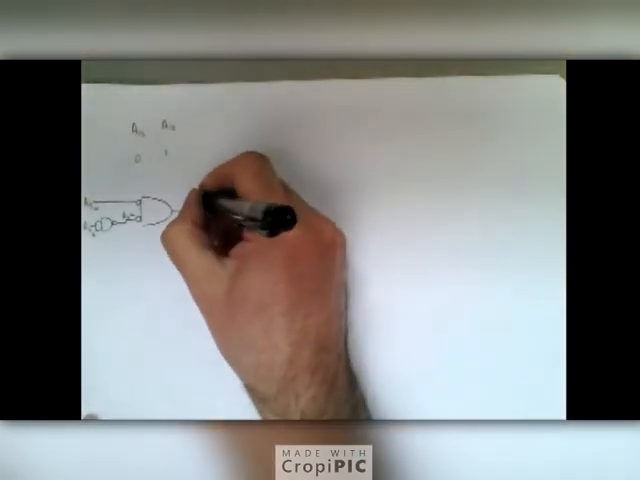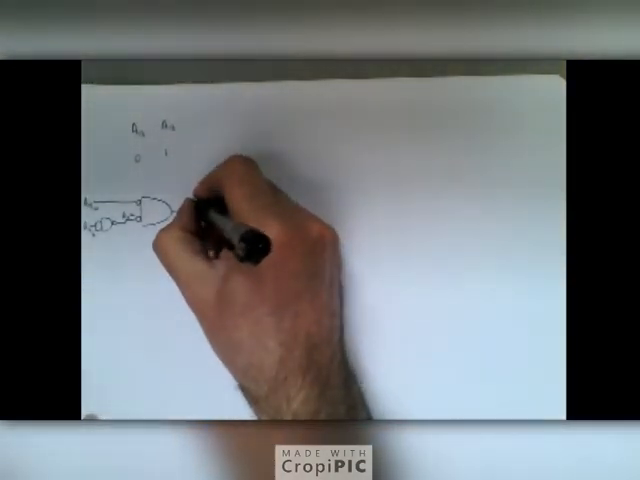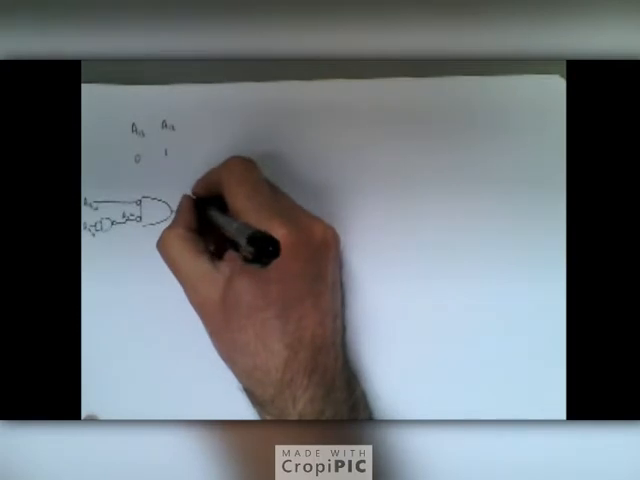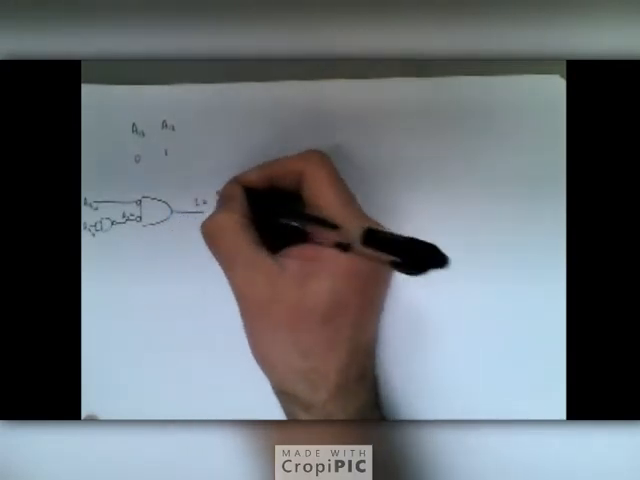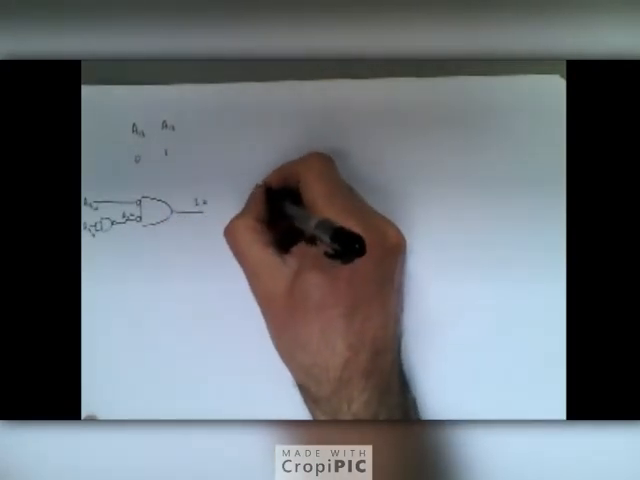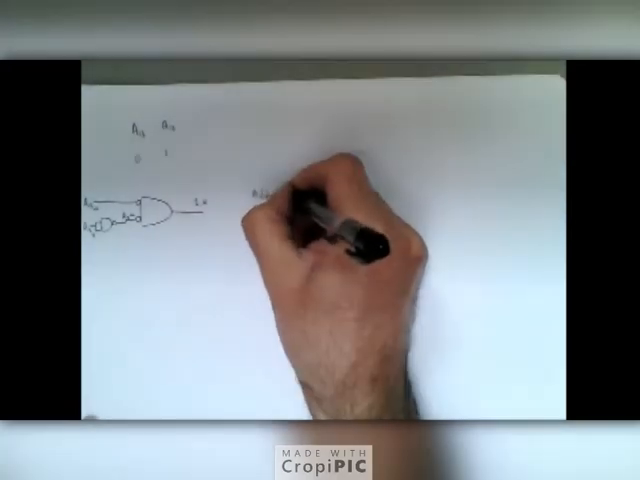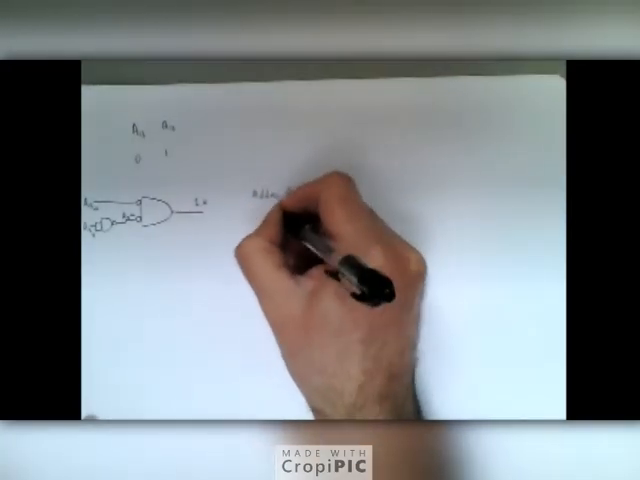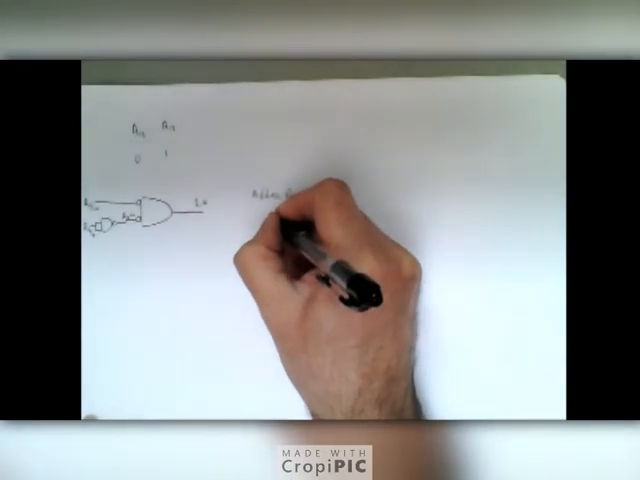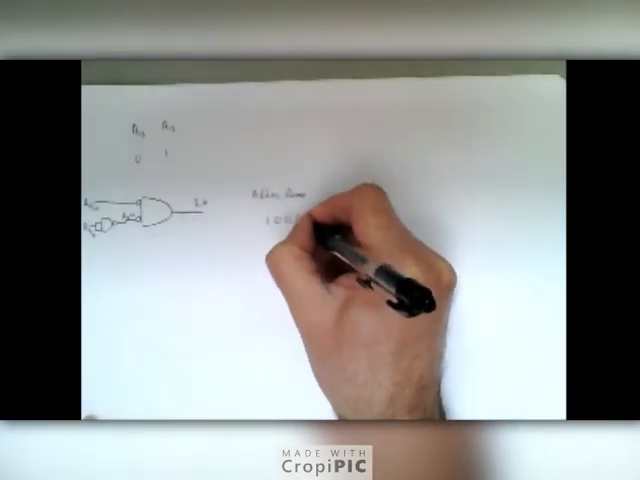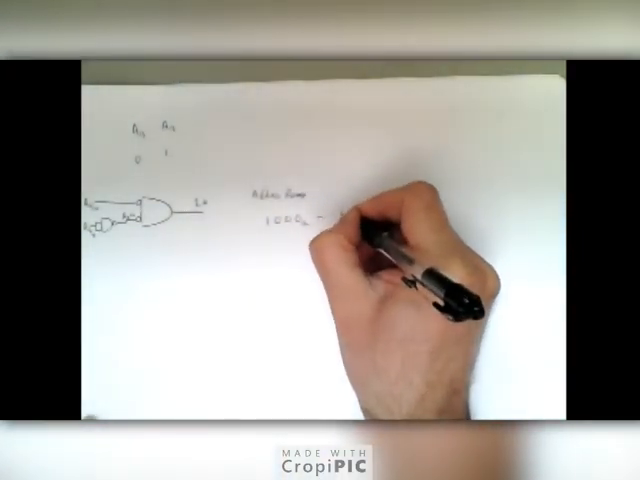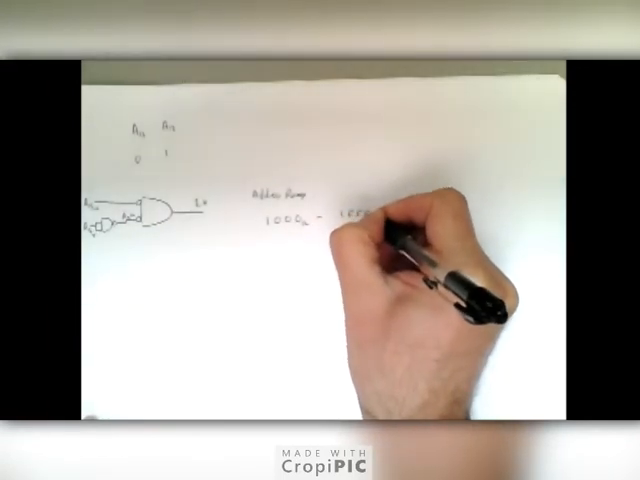And so this is the second region, let's call it 1, and again it's assertive high, and so the address range for this will be, as we defined it, 1000 base 16 up to 1FFF base 16.